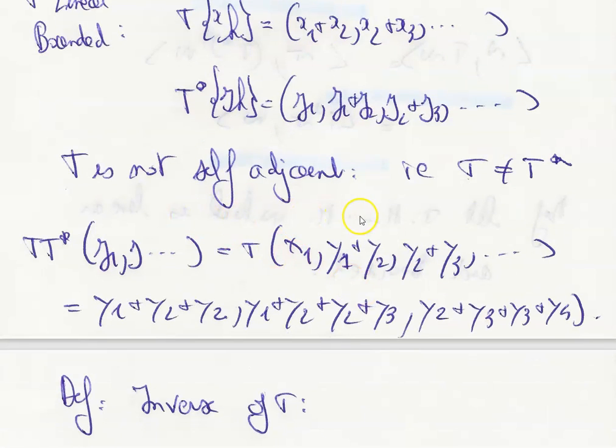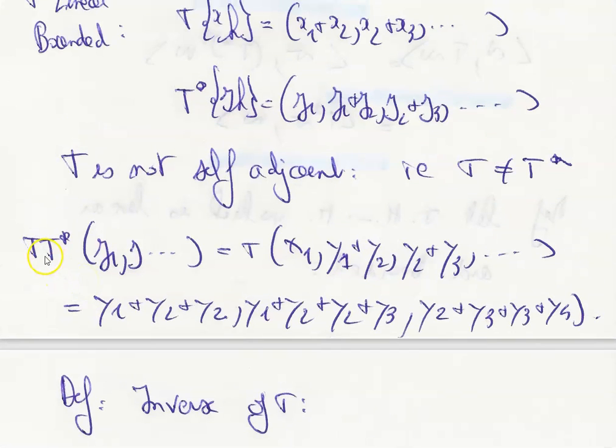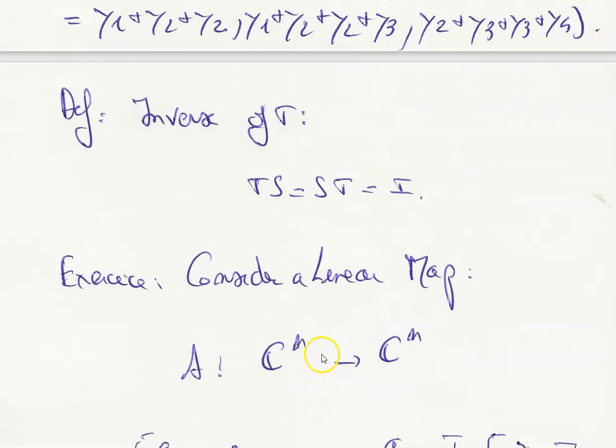T is not self-adjoint here, so we don't have T equal to T star. And indeed, when we compute T of T star of y1, y2, etc., we obtain the following. The result of T star of y is y1, y1 plus y2, y2 plus y3, y3 plus y4, etc. We then apply T a second time to this vector, and what do we obtain? We obtain y1 plus y1 plus y2, y1 plus y2 plus y2 plus y3, y2 plus y3 plus y3 plus y4, etc.